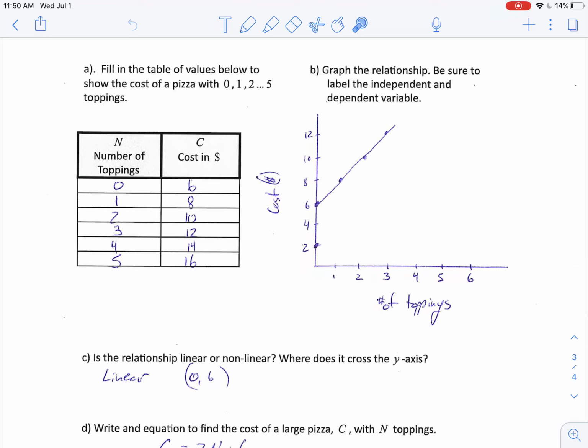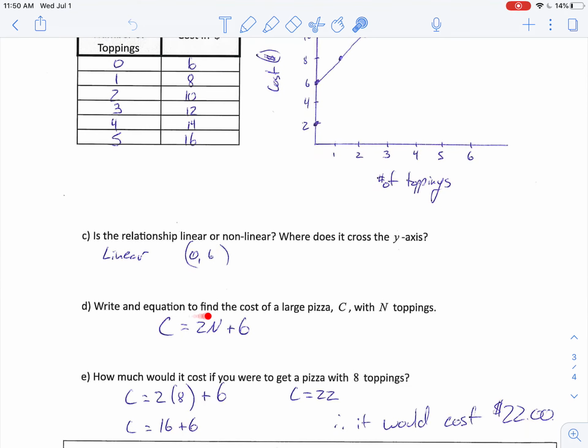It is linear, and where does it cross the y-axis? Well, it crosses the y-axis at (0, 6). So it doesn't go through the origin. It actually touches a little bit higher up. If we were to write an equation, what would it look like? Well, the cost is equal to $2 per topping plus a base cost of $6.